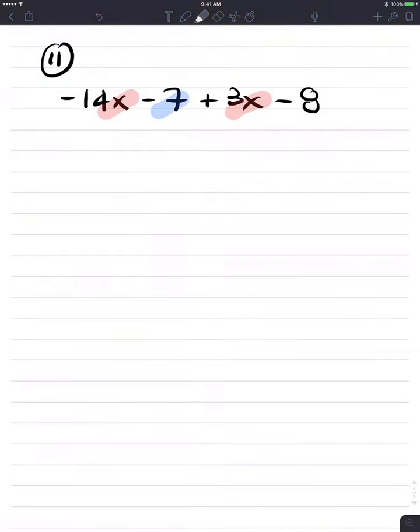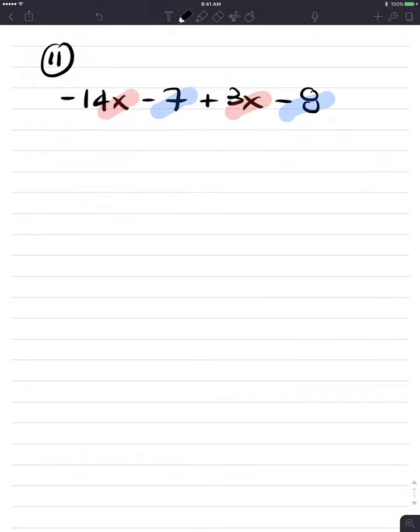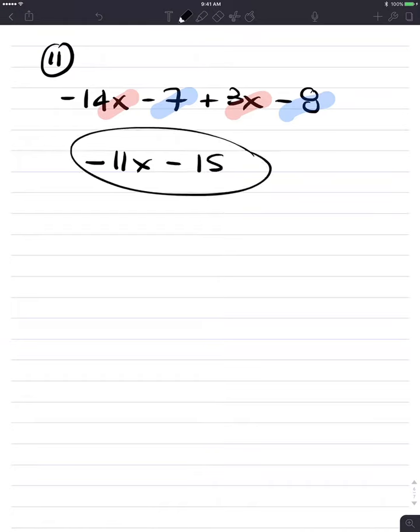Number 11, negative 14x minus 7 plus 3x minus 8. X terms, those are like. My number terms, these are like. So I'm going to combine or add negative 14x plus 3x, which gives me negative 11x. Negative 7 minus 8 is negative 15. We are done.